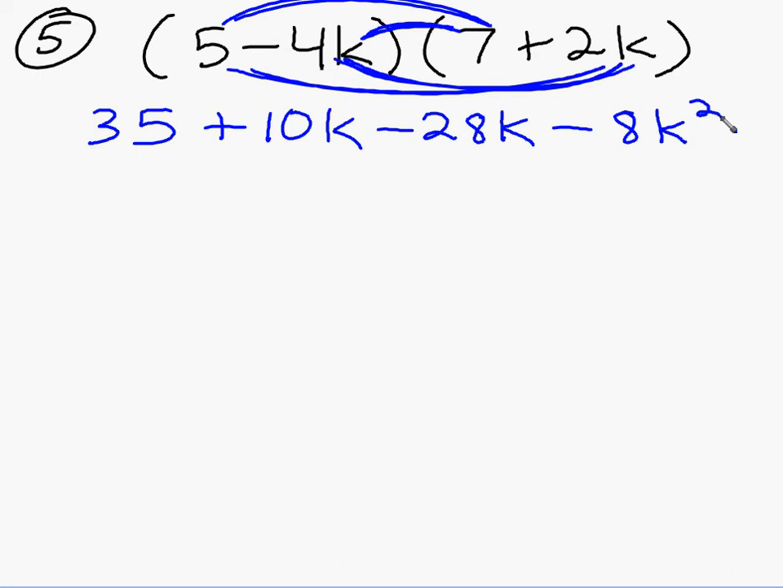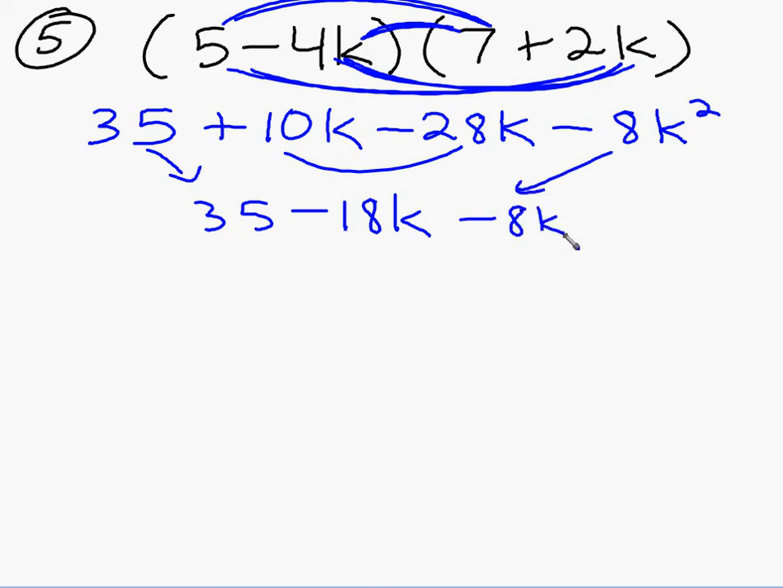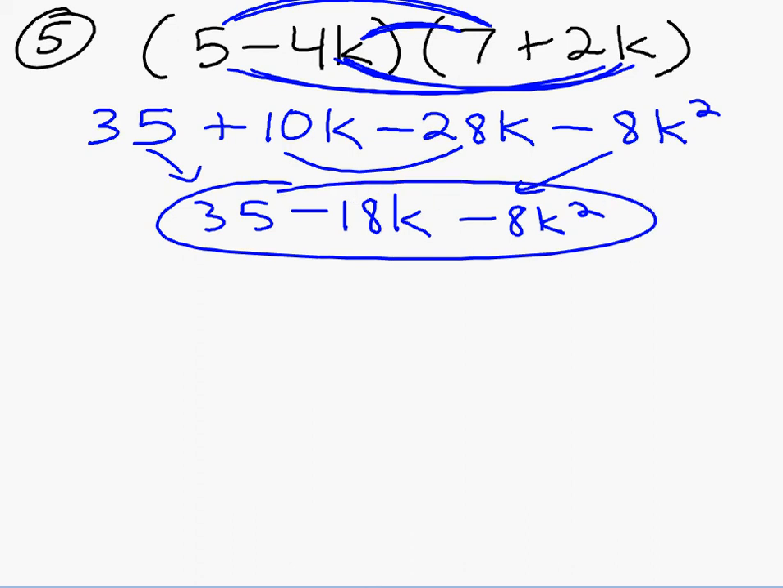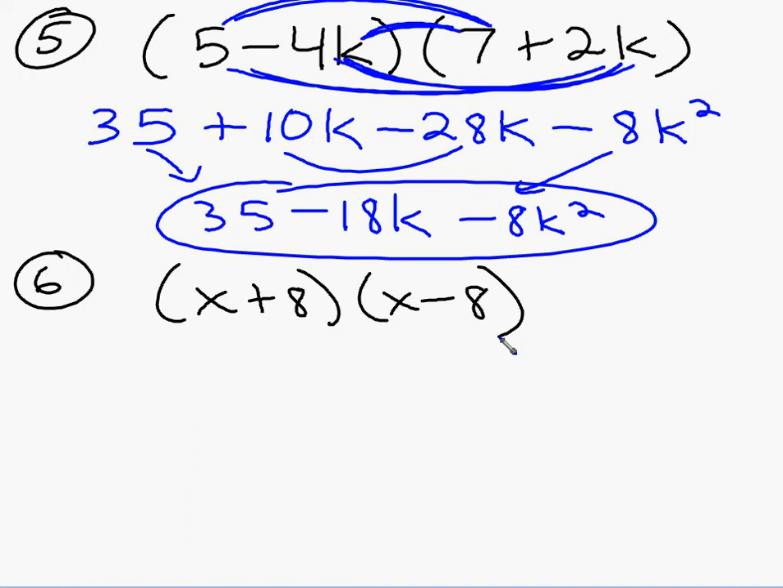Combine my middle terms. Positive 10 and negative 28 is negative 18k. Bring down my 35. Bring down my negative 8k squared. And there's your answer. There's two other situations I need to hit real quick before we finish up. Here's the next one, x plus 8 times x minus 8.